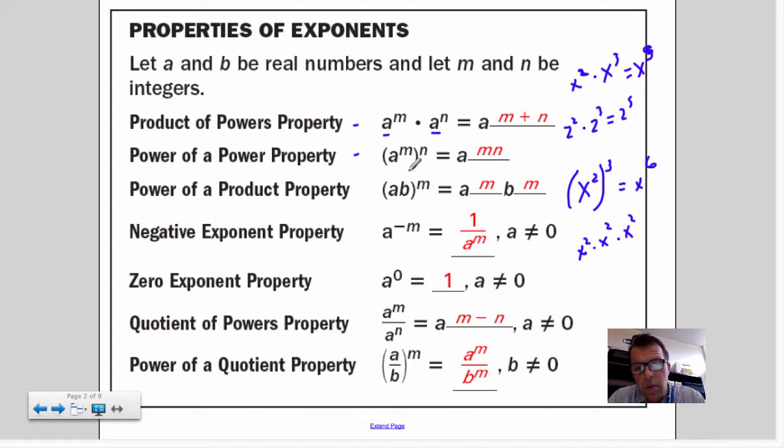The power of a product rule is kind of distribution. So your exponent gets distributed into both base terms, a to the m, b to the m. Maybe you write this a little bit more as an exponent. It's a little hard to see that.